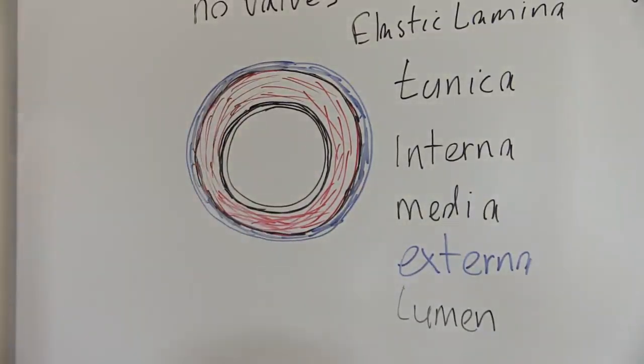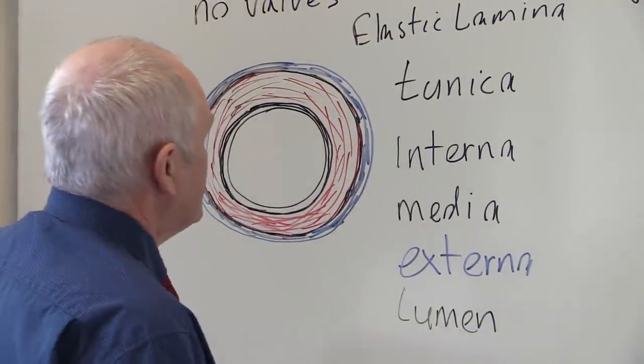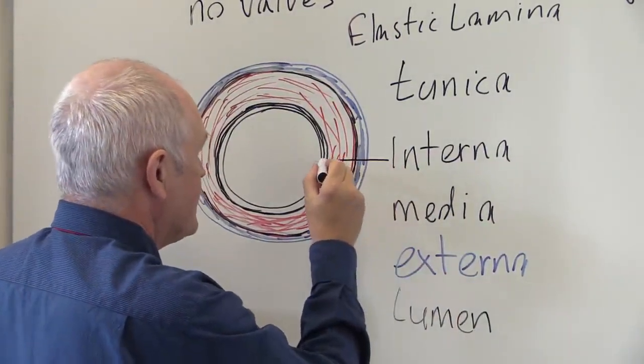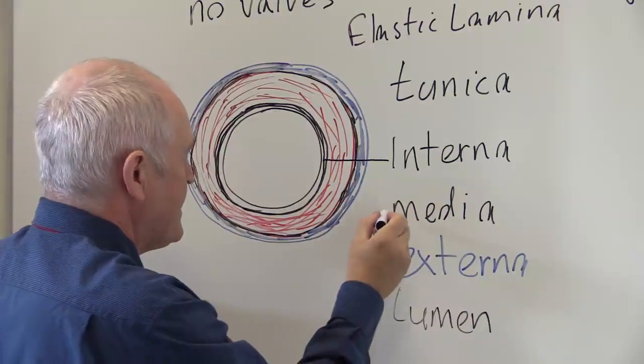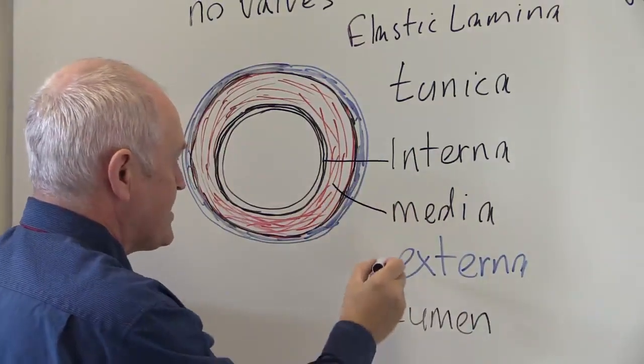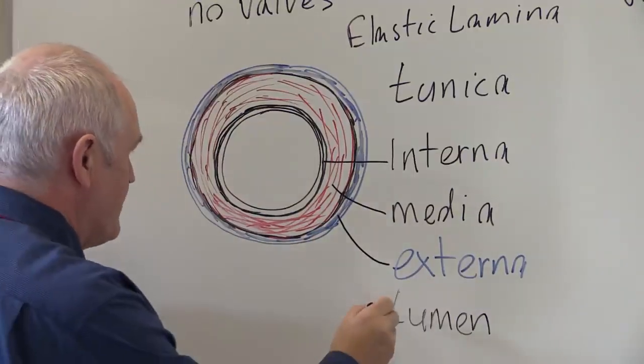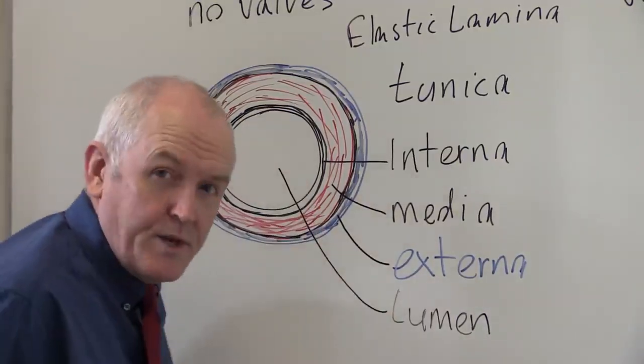So just to label this, they're all called tunica. The interna is the internal one, that one there. The media is the middle one. The externa or the adventitia is the outside one. And the lumen is the hole in the middle.